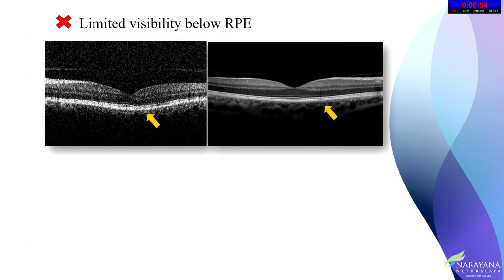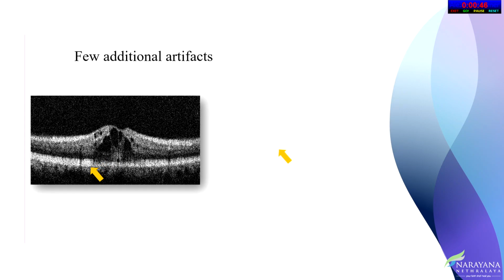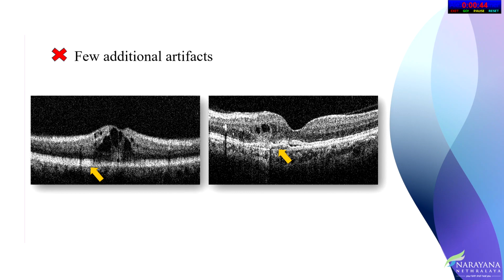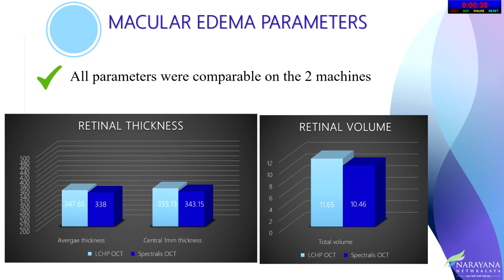As you can see, the Spectralis image shows a better imaging of the choroidal vasculature as opposed to our machine. Also, the machine did have a few additional artifacts because of which the imaging was not very good quality. However, the macular edema parameters on our machine and the Spectralis were both comparable.